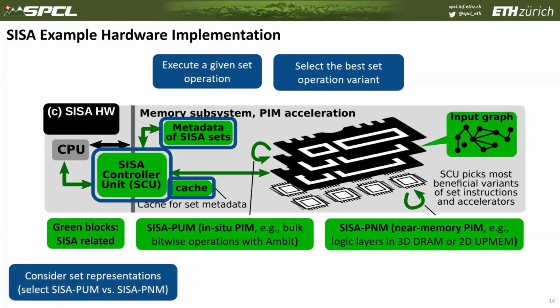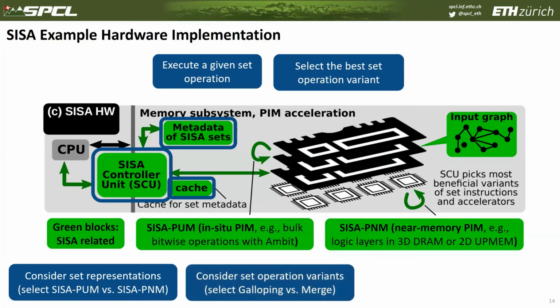Now, one selection that we conduct in SCU is the set representation of given two sets. In this part, the SCU is going to select whether we execute, for example, the intersection of two sparse arrays using SISA PNM, or the intersection of two dense bitmaps using the SISA inside memory execution.